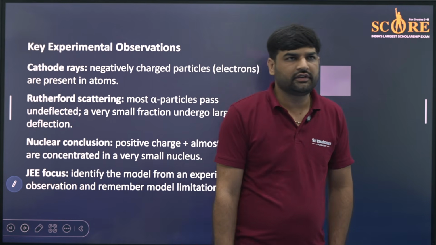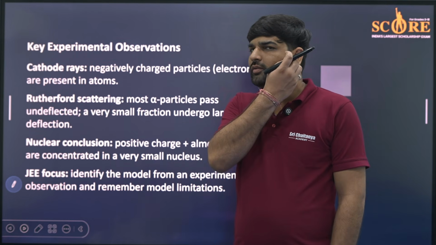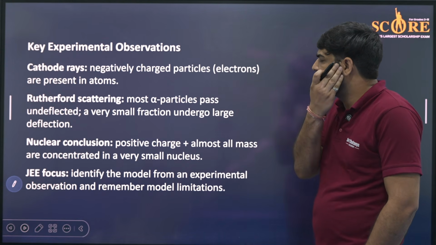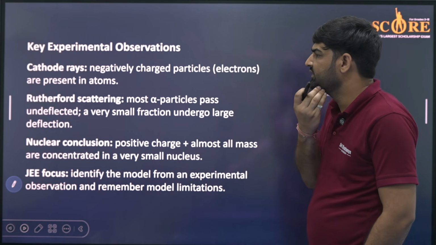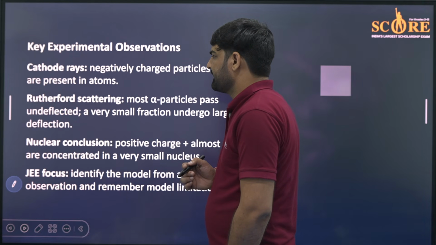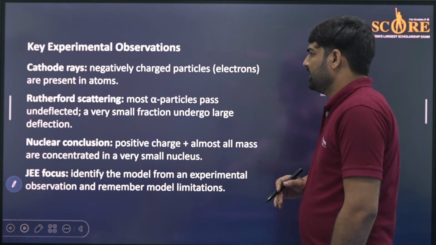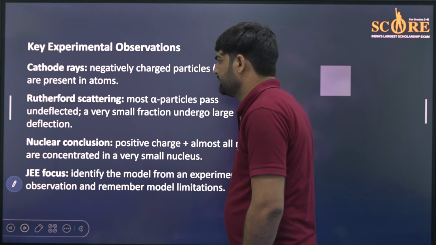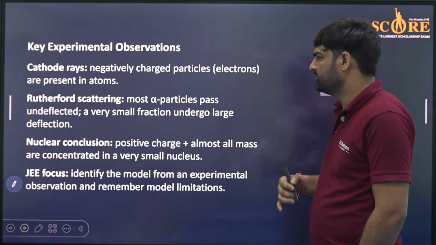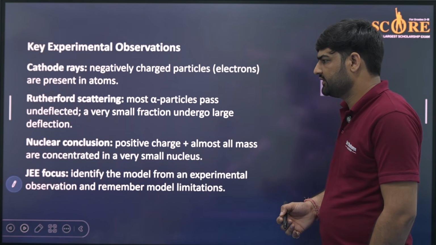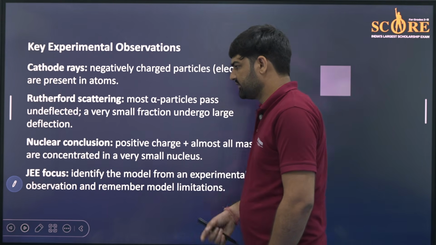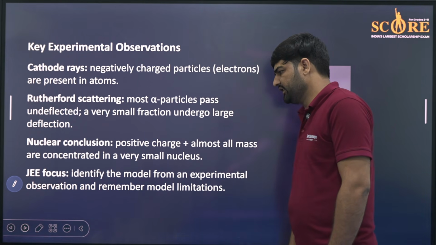If we talk about Bohr model, before that some points are there about cathode rays. Cathode rays are nothing but negatively charged particles, electrons present in atom. In Rutherford scattering experiment, most alpha particles pass undeflected, a very small fraction undergo large deflection. So we conclude that positive charge is almost concentrated in a very small nucleus.